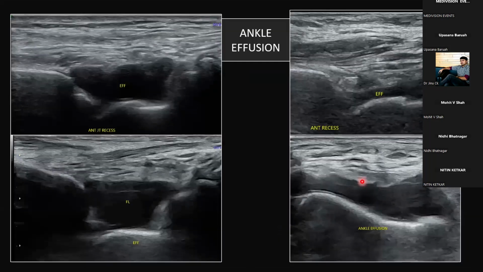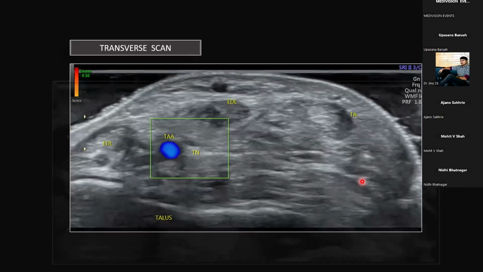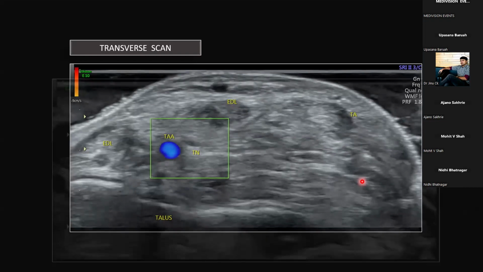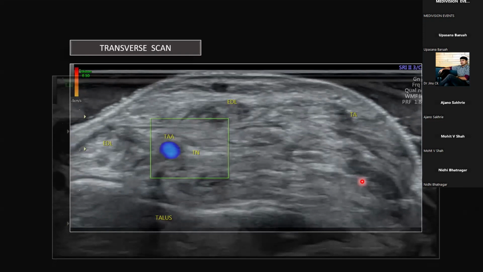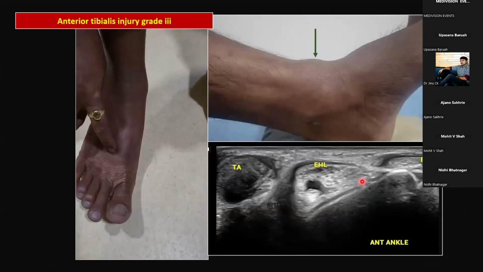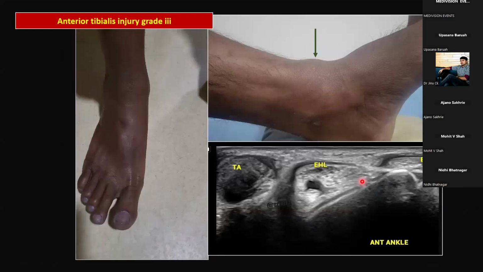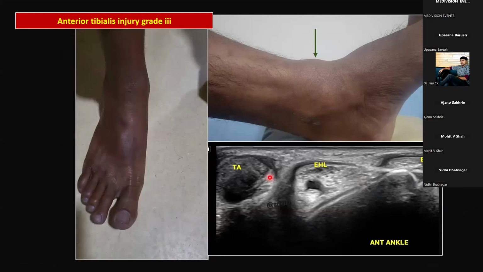Try to find out whether it is a simple effusion or there is bleeding inside that may indicate some bony injury. Look at the extensor tendons in the transverse scan. Like in this case, there is extensive edema, and you can see it nicely there. In this case, we can see a swelling just behind it, and also a swelling in front of the ankle, and there is a grade 1 injury in this part of the Achilles tendon.